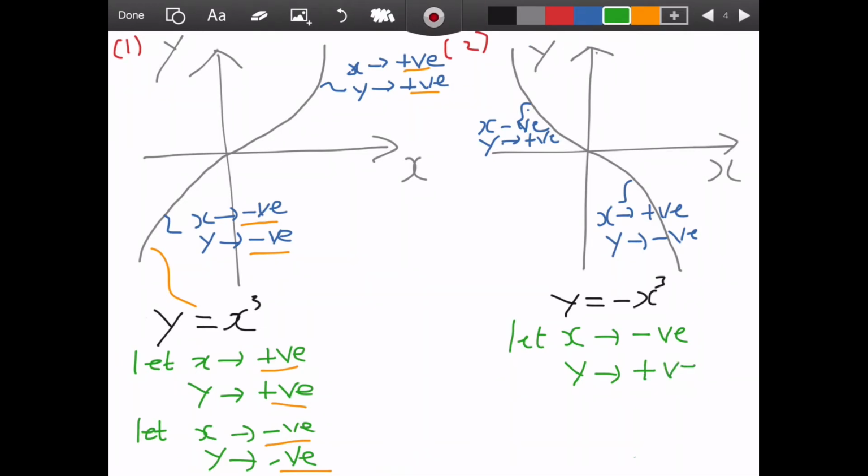When x is negative, y is positive. Now, if we let x be positive, what do you think y is? So let's see. We put minus and a positive 1 cubed. What do we get? It's equal to minus 1, right? So when x is positive, y is negative.